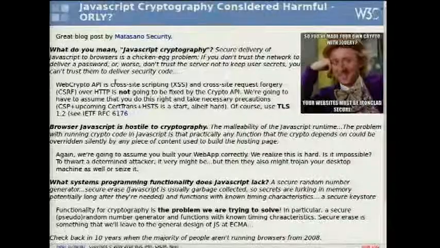So just to continue, there's a really great blog post by Matasano Security on JavaScript cryptography considered harmful. And he's essentially right, given his presuppositions. But I think we want to look at his presuppositions very carefully and figure out which ones can be fixed, which ones need to be fixed but we're not fixing right now, and which ones are de facto impossible to fix. Okay, so secure delivery of JavaScript to web browsers is a chicken-egg problem.